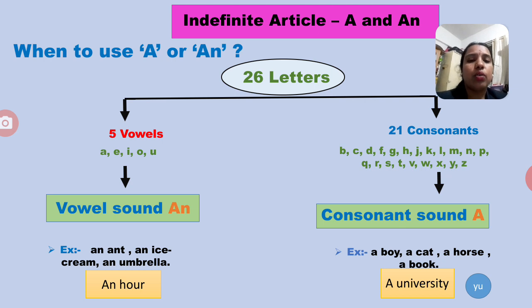So now we will see when to use an and a. First we will see the vowel sound. So if a word begins with a vowel sound, that time we have to use "an". Okay, for example, an ant, an ice cream, an umbrella. So a word beginning with a vowel sound, you always have to add "an" in the beginning of the word. Okay, before the word you have to use "an".